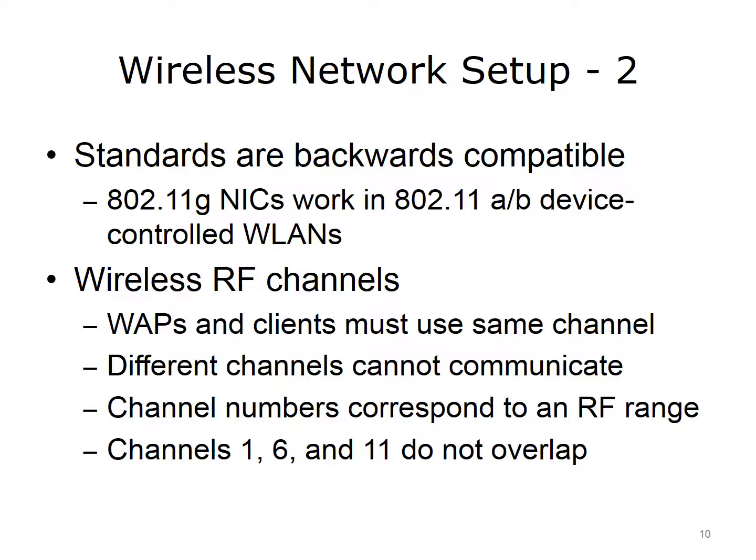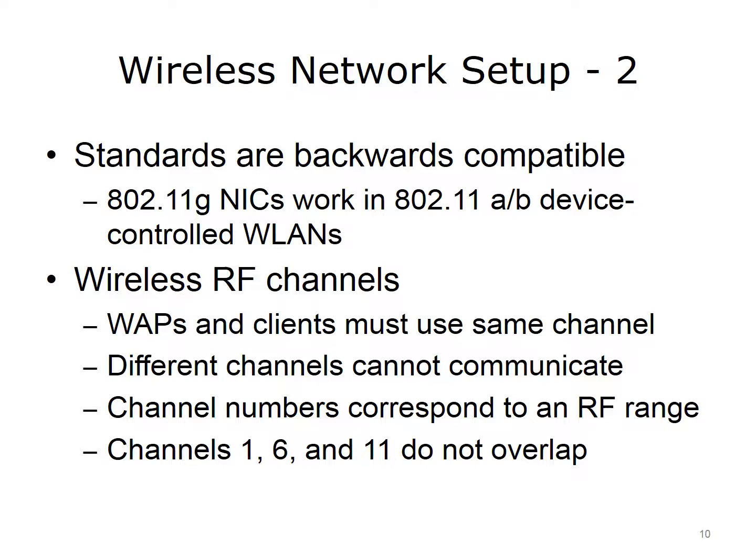If a WAP is on channel 6 and a client is on channel 1, the two will not be able to communicate with each other. Again, channel numbers correspond to an RF range. Note that channels 1, 6, and 11 do not overlap. Therefore, in North America, it is good practice to use one of these channels.